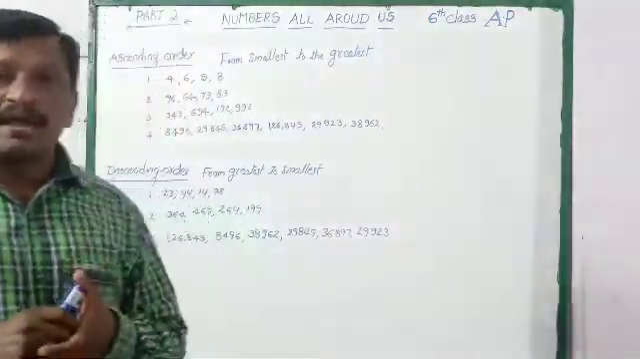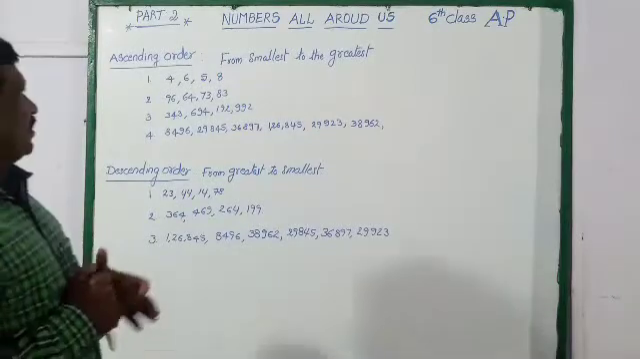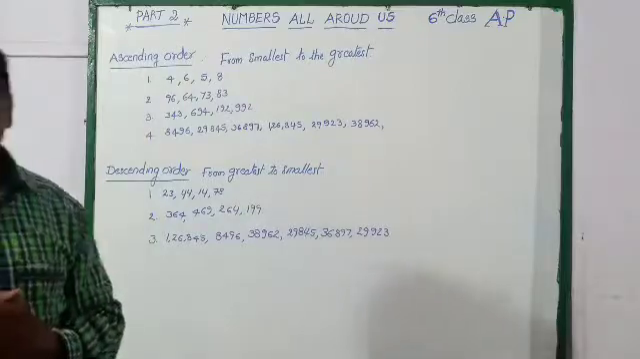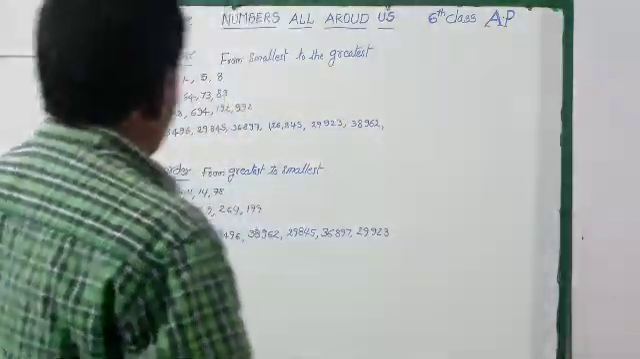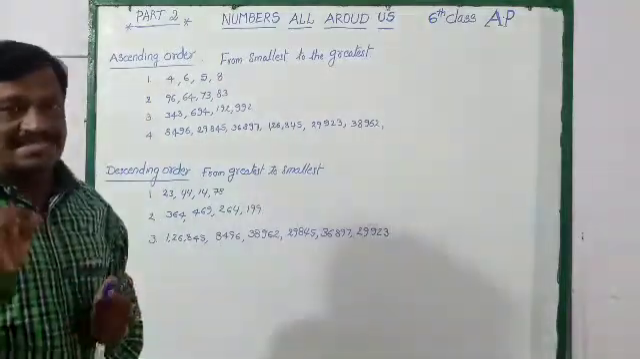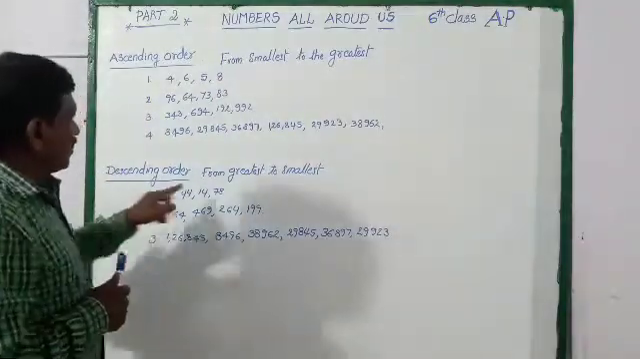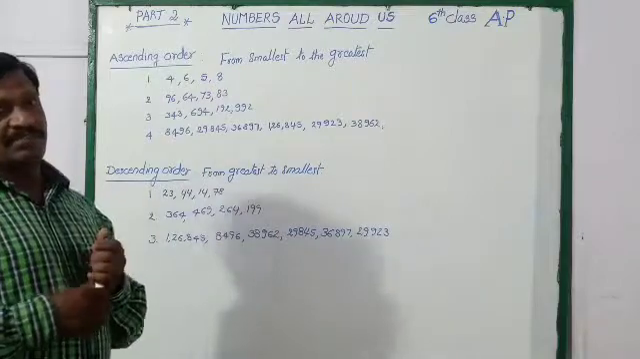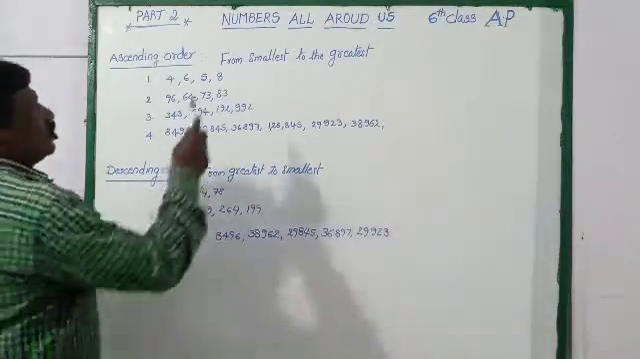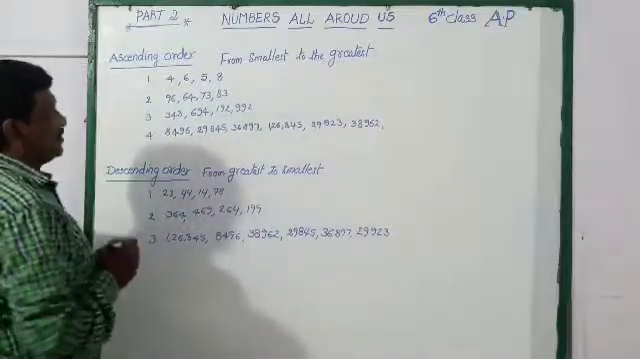Numbers all around us, part 2. In this part: ascending order and descending order. Ascending order is from smallest to the greatest. Descending order is from greatest to smallest. So ascending order is from smallest to the greatest.